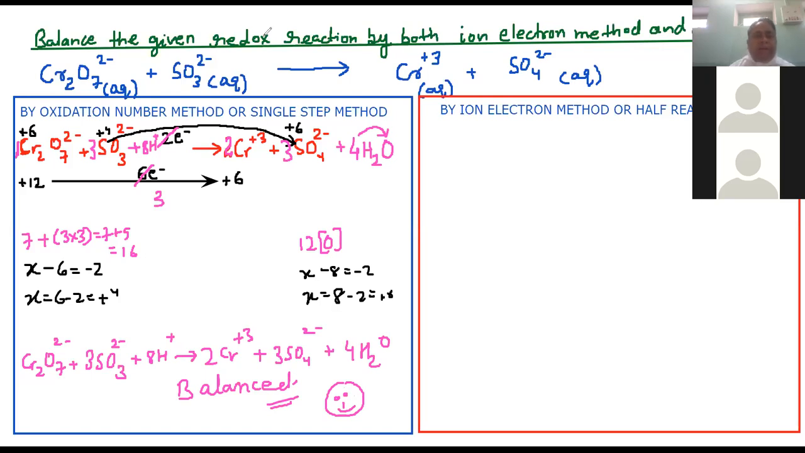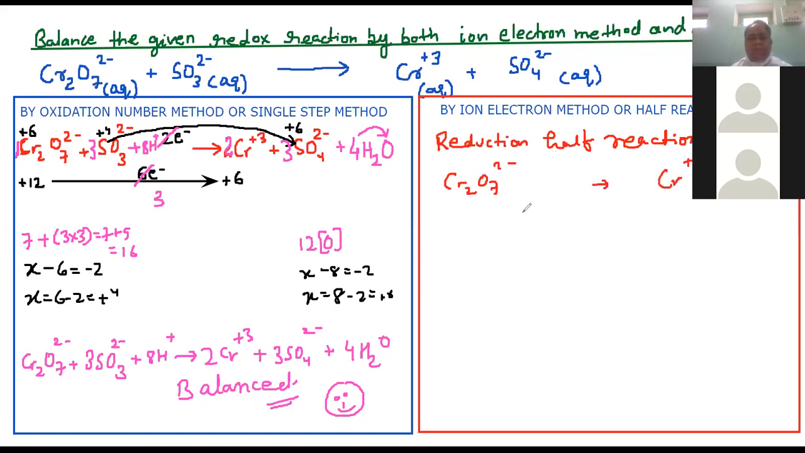Now we will do it in half reaction method. In half reaction method it is much easier. So first of all, we can take the reduction half reaction. You can take oxidation also, no problem with that. Reduction half reaction: Cr2O7 2- is becoming Cr3+.